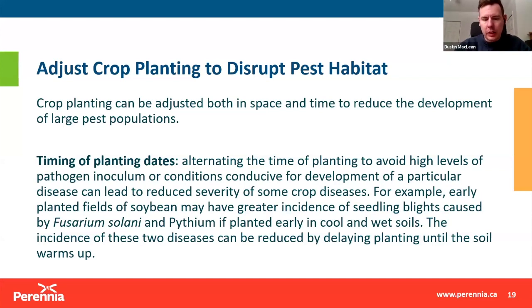For example, early planted fields of soybean may have greater incidence of seedling blights caused by Fusarium solani and Pythium if planted early in cool and wet soils. The incidence of these two diseases can be reduced by delaying planting until the soil warms up. Many crop plants tend to be more susceptible to attack by various pathogens at certain stages of their development. Changing the usual sowing time of a crop can exploit weather conditions which are unfavorable for the spread of the pathogen or their vectors, things like insects that spread the pathogen, and reduce crop losses.